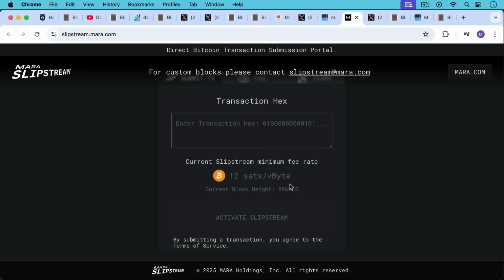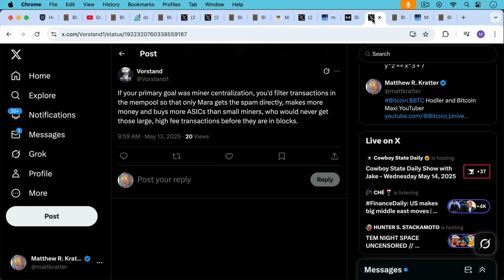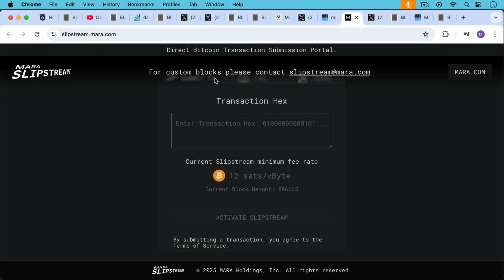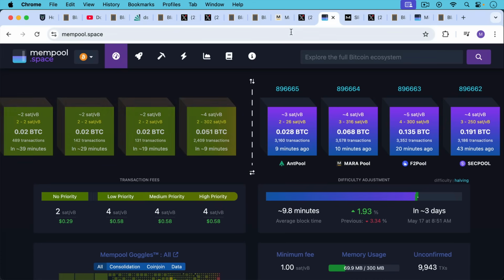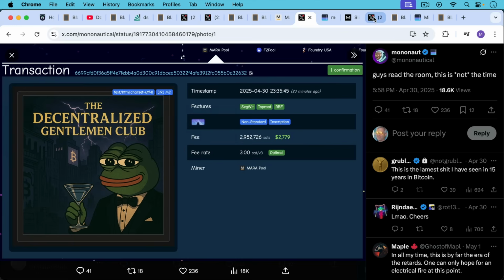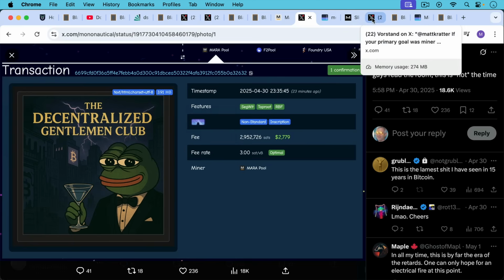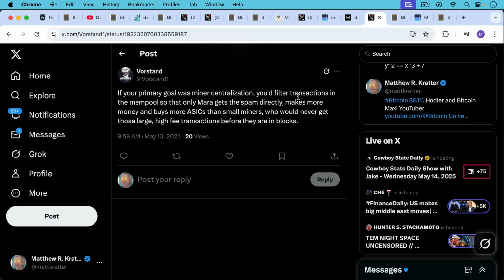For non-standard transactions, if they're not going to get relayed by the nodes, you have to end up paying 3 times the amount. So this is how filters work, to force you to use a direct submission service like this and to pay a lot more money, which itself is a deterrent. And you can see here it says, for custom blocks, please contact them. And that's how you can put garbage like this in a block. MARA will help you do that. So they're really willing to do anything for a quick buck.